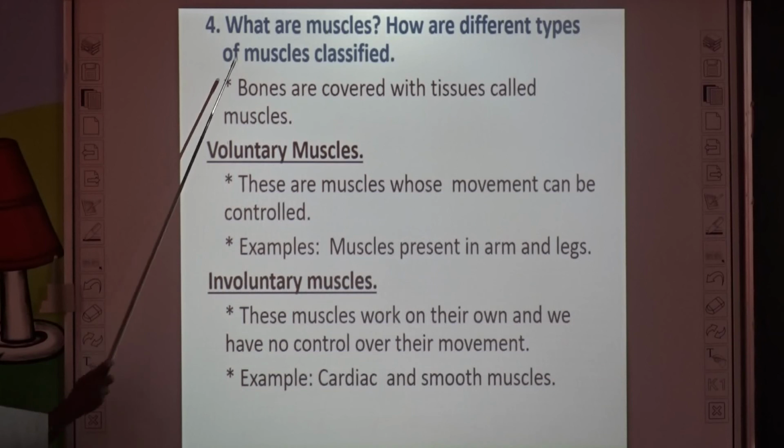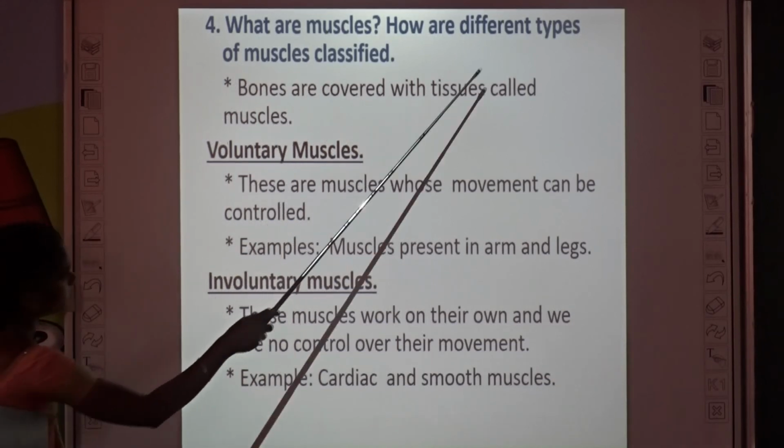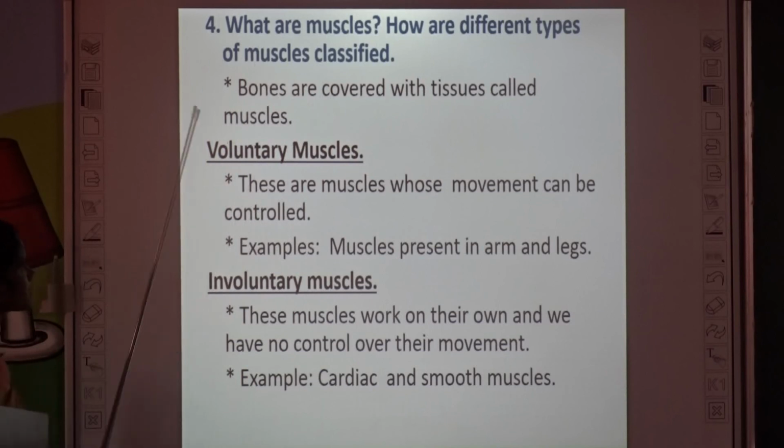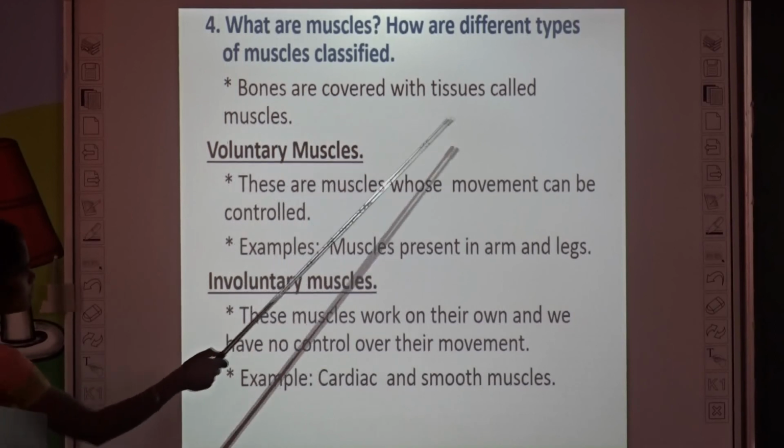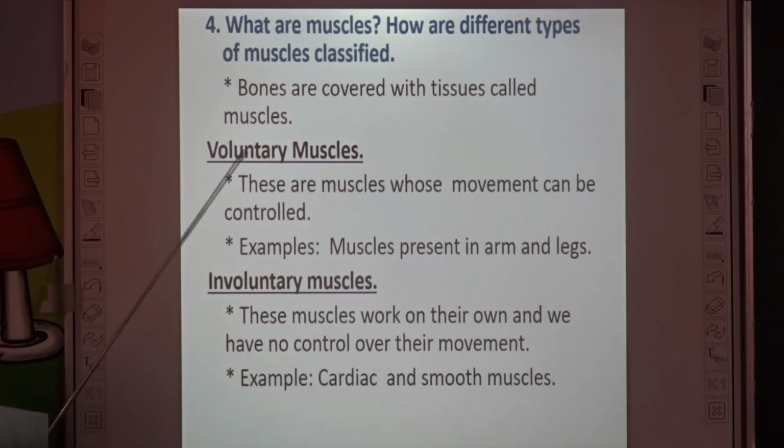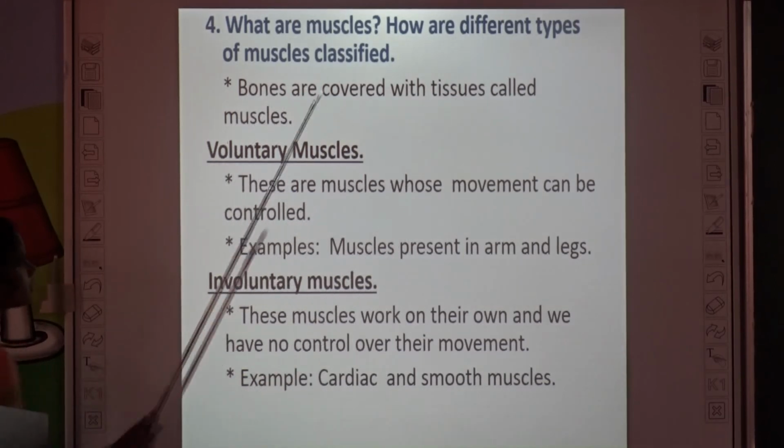last question. What are muscles? How are different types of muscles classified? We already know that muscles are classified into two types: voluntary muscles and involuntary muscles. See, first, what are muscles? Bones are covered with tissues called muscles. Which connecting tissue connects bones with muscles? Tendons. Okay, so it is a connecting tissue. It connects bones to the muscles.